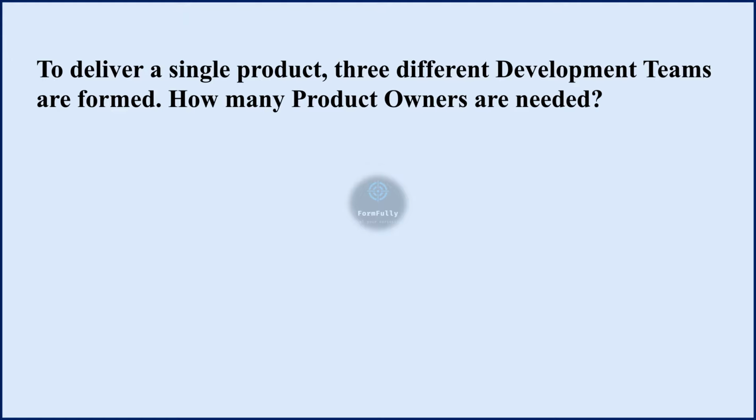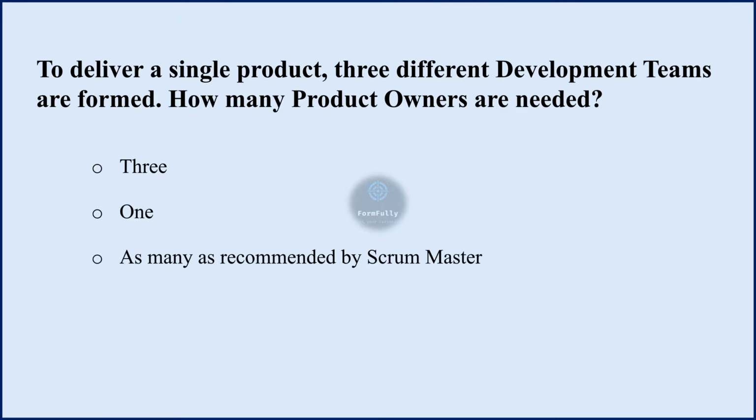Next question. To deliver a single product, 3 different development teams are formed. How many product owners are needed? Options are 3, 1, as many as recommended by Scrum Master, and the correct option is 1. A single product owner is responsible for maintaining and prioritizing the product backlog, which represents the work that needs to be done on the product.